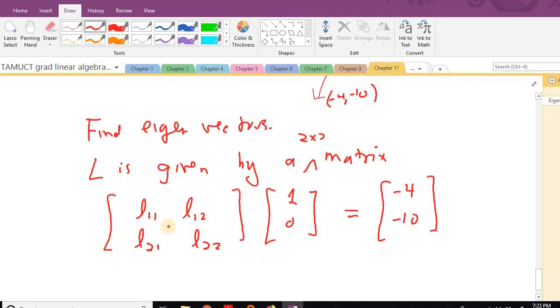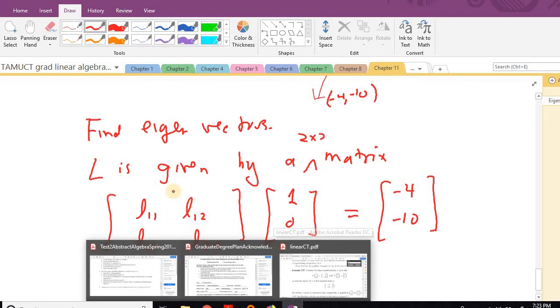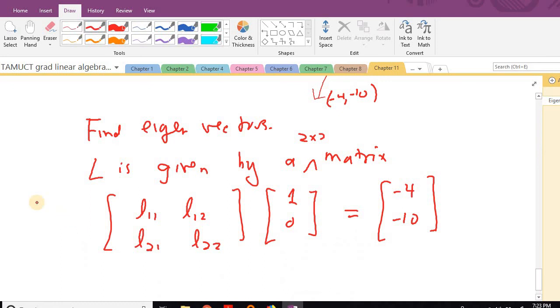It's L11 and L21. That's right. If I multiply this matrix times this vector, it's just going to pick out the first column. So (-4, -10) is (L11, L21). Yes. So that tells me that L11, L21 is (-4, -10).